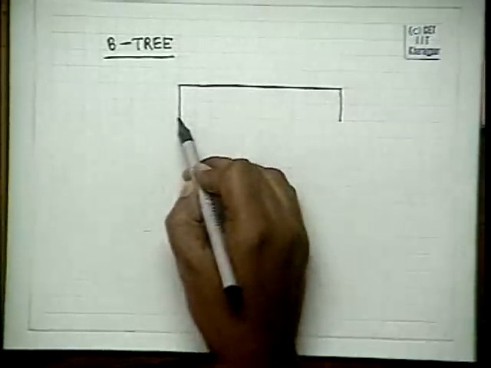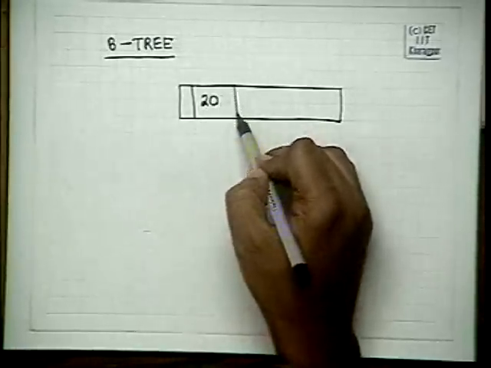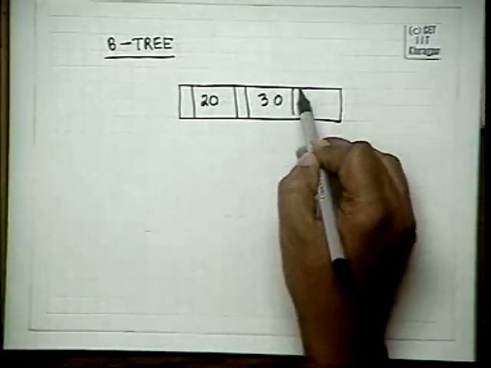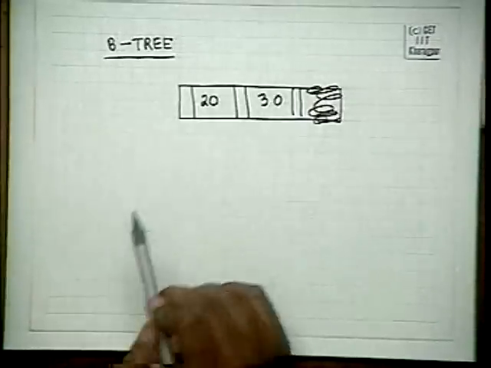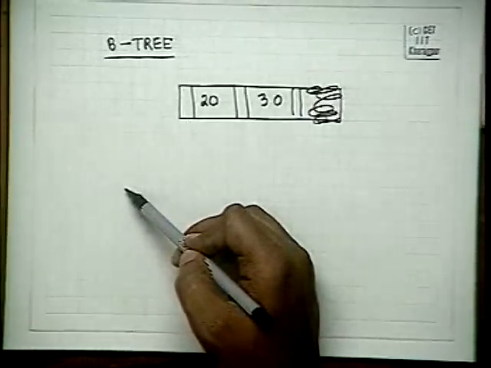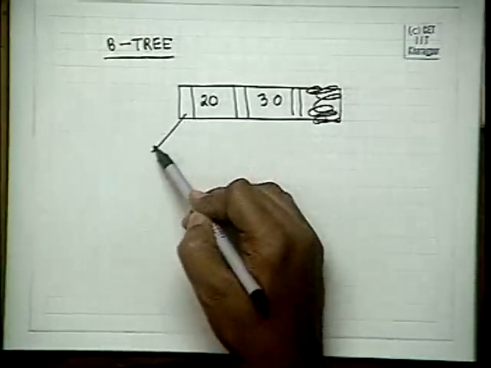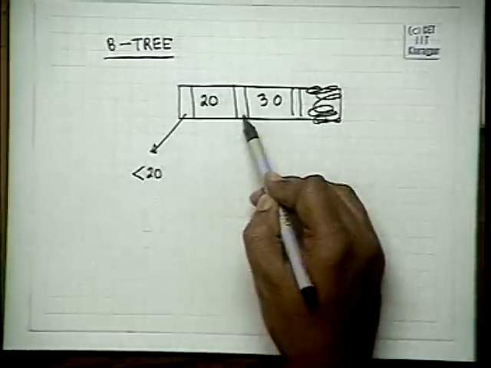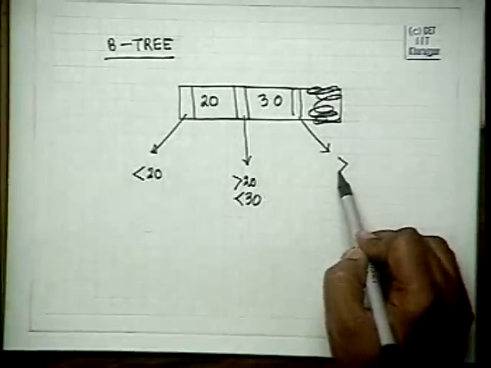A B tree, unlike a B plus tree, is like this. It tries to save space in the following way. For an internal node, say this is the internal node of a B tree. In a B plus tree, this side we contain leaf nodes pointing to less than equal to 20, this side leaf nodes greater than 20 and less than equal to 30, and this side greater than 30. In a B tree, here will be strictly less than 20, here will be greater than 20 and less than 30, and here will be greater than 30.